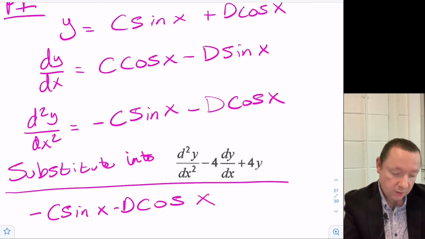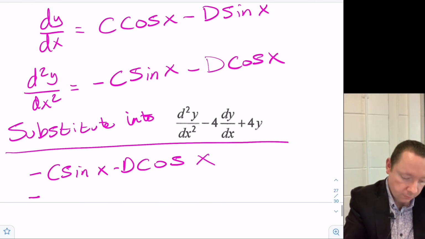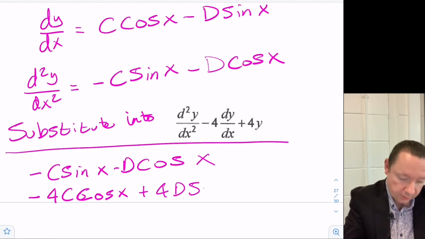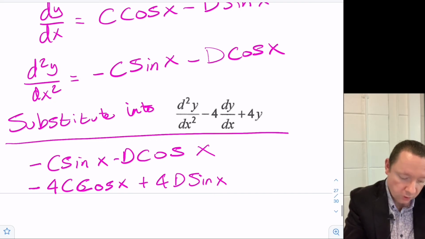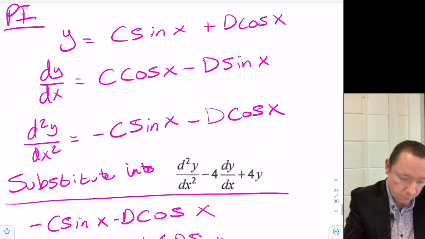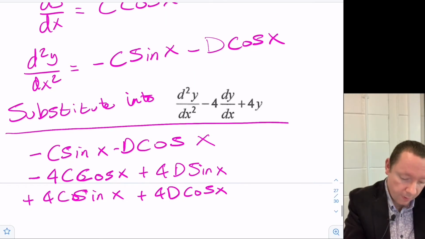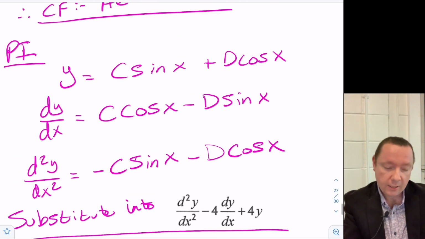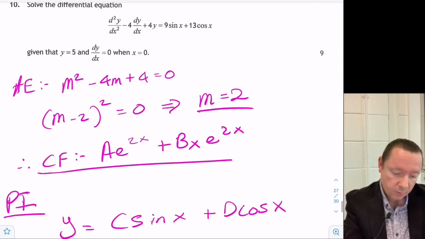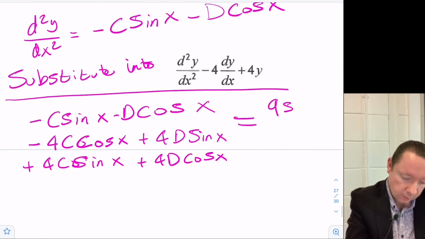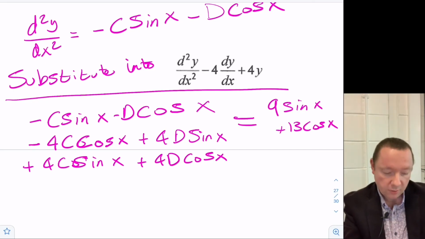And I'll do this on separate lines so it's easy to see. Minus 4c cos x plus 4d sin x. So plus 4c sin x plus 4d cos x. And remember, all of this equals our right-hand side, which was 9 sin x plus 13 cos x. And we're just going to equate our sines and cosines to find d and c.